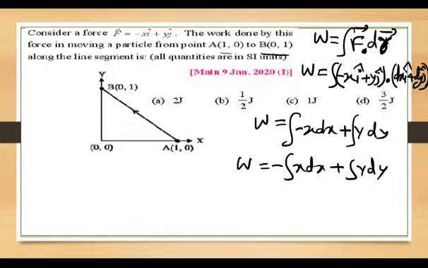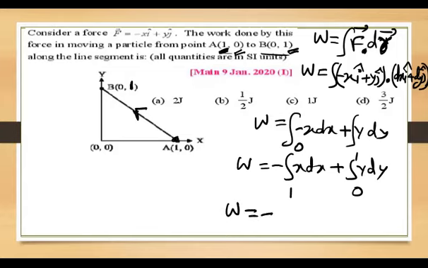So what is the initial limit of x? Initial limit of x is 1 only, because the path is this. From point A to B it is going. Initial limit of x is 1 and final limit of x is 0. But in case of y, initial limit of y is 0 and final is 1. B point is the final point.